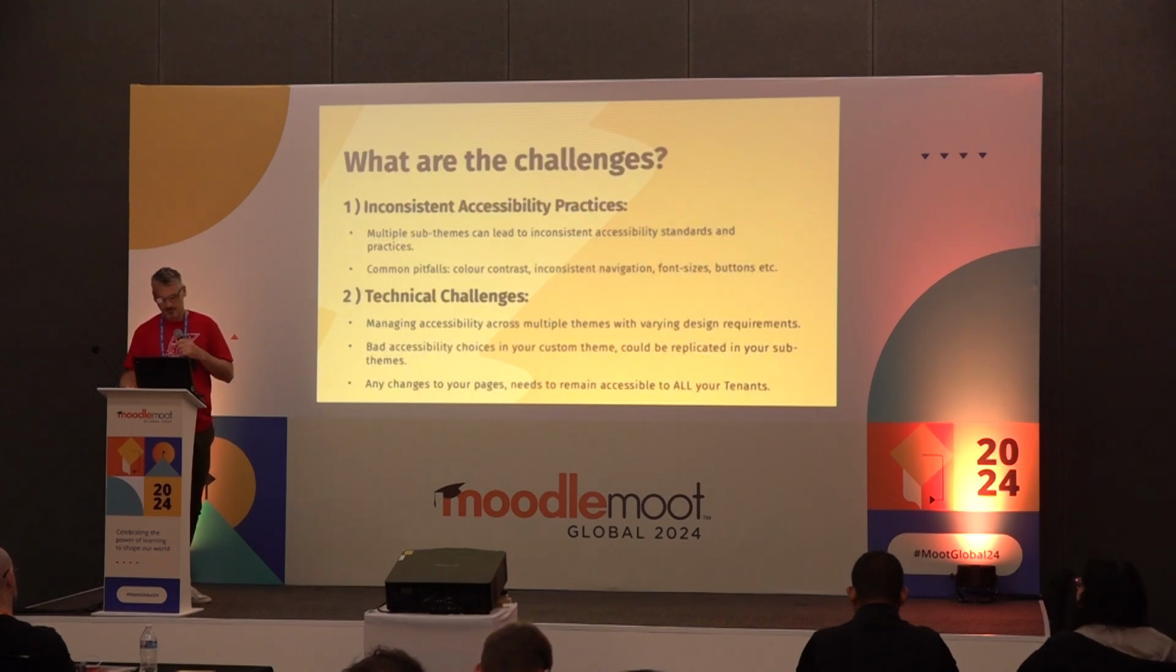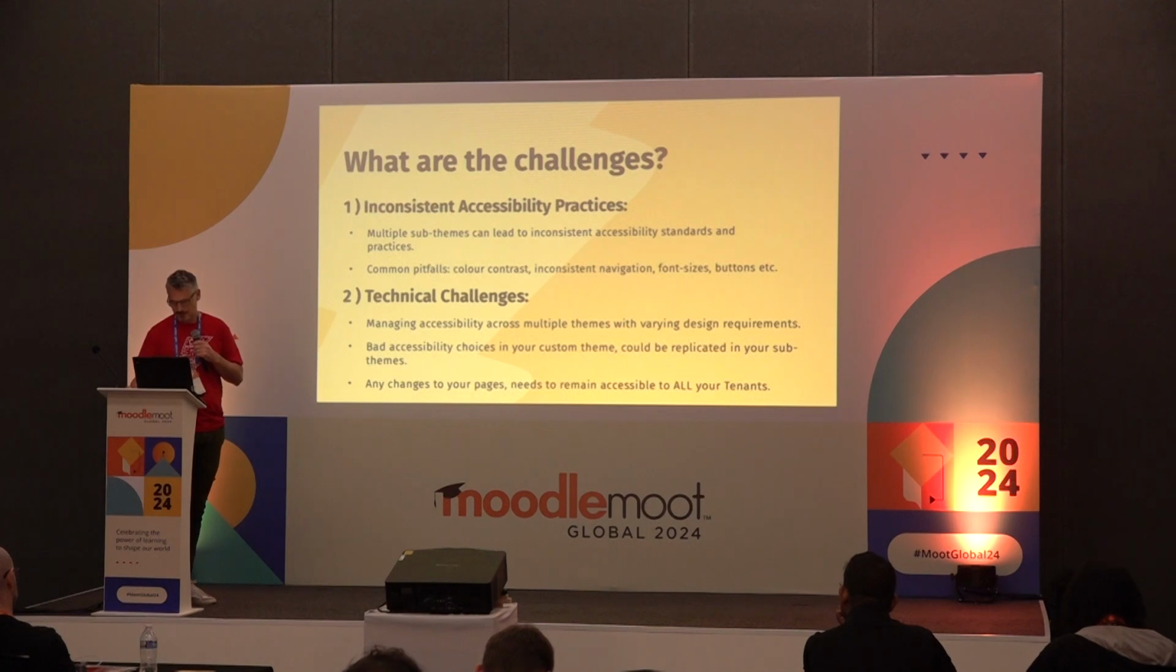So what are the challenges we face with accessibility in sub-themes or multi-tenancy theming? As a designer, what challenges do I face? There can be inconsistent accessibility practices, for instance. Multiple sub-themes with lots of custom bespoke branding can lead to inconsistent standards and practices. All of these can lead to a confusing journey within your Moodle for your learners.